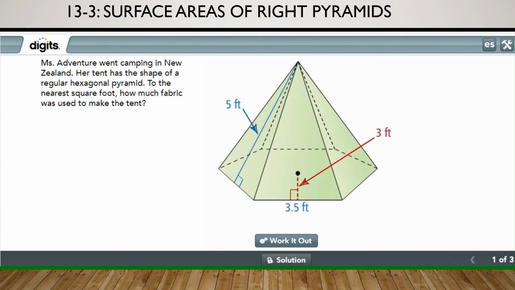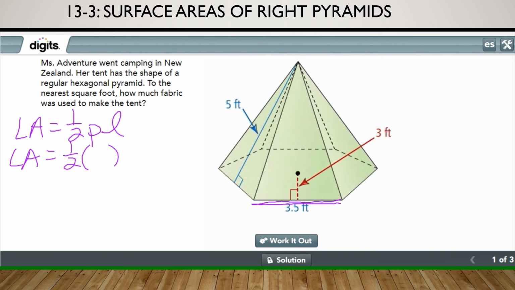All right, this is a hexagonal pyramid. We're going to use the exact same formulas. The lateral area is equal to 1/2 the perimeter of the base times the slant height. Now we have to find the perimeter of the hexagon. If we look here, 3 5/10 is one of the side lengths. So there's 6 sides to a hexagon, 6 equal sides. So all we do is 3 5/10 times 6. And we end up with 21.